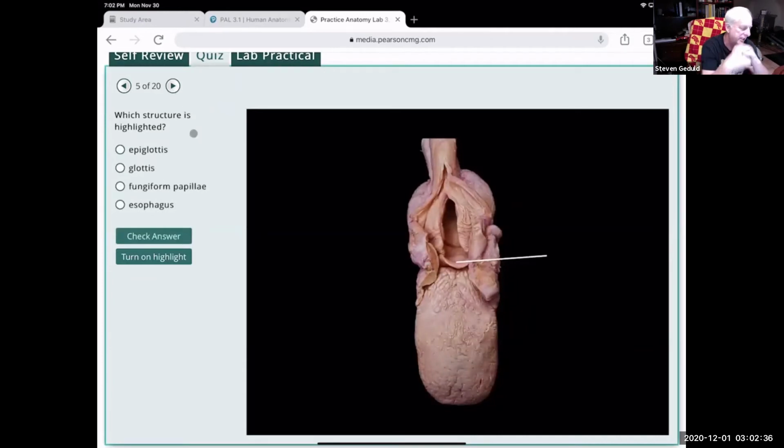What structure is highlighted? Epiglottis. Okay, and the epiglottis folds over the glottis to allow food to enter into the esophagus. Because here's your esophagus back in here. And this is the glottis, which is the opening to the trachea. And this is the epiglottis that folds over it so food can bypass over the trachea and enter into the esophagus without going into the trachea and cause you to choke. So this is the epiglottis. Where am I at? There we are. Here's your epiglottis.